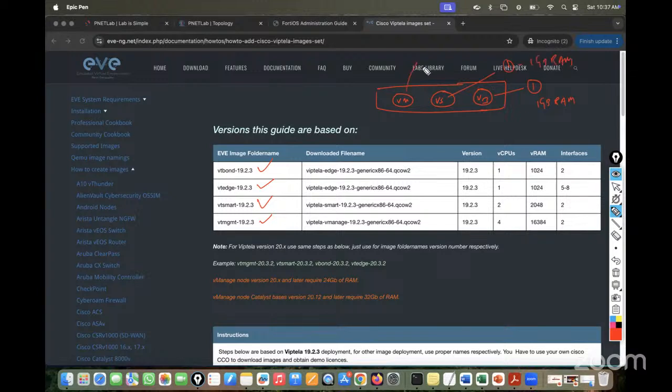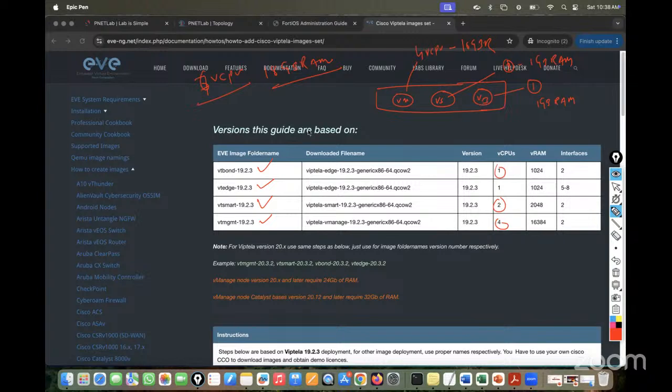And for vManage, we require 4 vCPU and 16 GB RAM. So if you want to build all three, you require a minimum of 18 GB RAM as per the documentation, and you require 6 vCPU in total. Sorry, vSmart requires 2, so you require 7. So 4, 2, and 1. 7 vCPU plus you require 18 GB RAM.